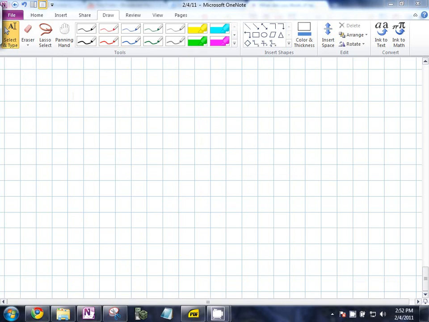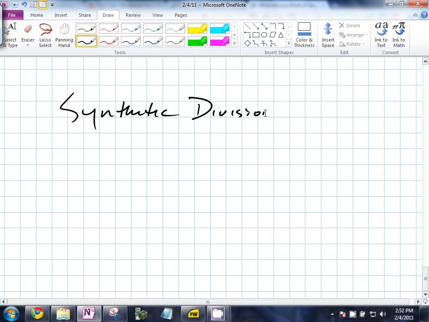Synthetic division. All synthetic division does is evaluate polynomials. That's it. All synthetic division does is evaluate polynomials. So, if you want to evaluate a polynomial, you use synthetic division. If we look at R5, this is something you're going to have to do tonight.